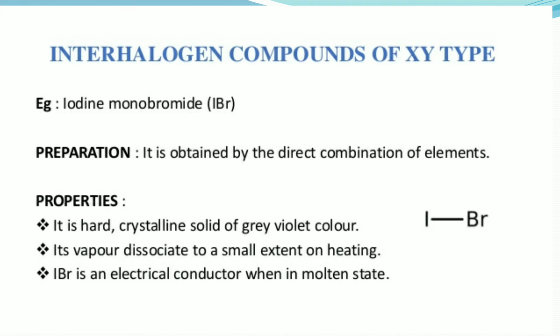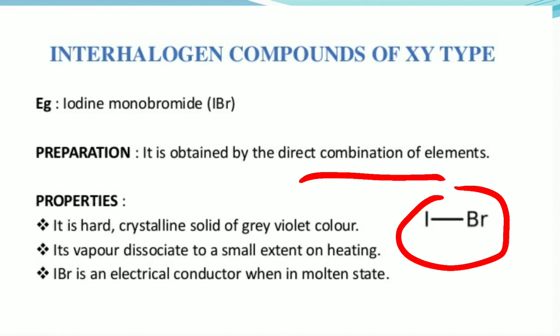Let me learn the first type of interhalogen compound, that is XY. Preparation. The first example is iodine monobromide. It is obtained by the direct combination of the elements. This is the structure of IBr, which is linear. It is a hard crystalline solid of a grey violet color. Its vapor dissociates to a small extent on heating. IBr is an electrical conductor when it is in a molten state.